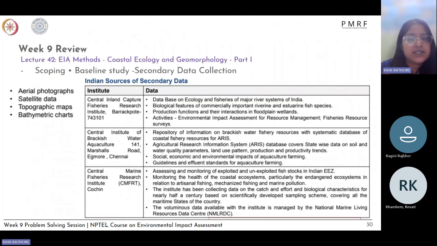Then, for collecting your baseline study data, you can have different sources. There are several Indian sources available for collecting secondary data. You can use aerial photographs, satellite data, topographic maps, and bathymetric charts, or the underwater topography kind of charts. There are several institutes which give you data relating to different aspects. You can use these organizations for collecting data relevant to your particular development site.